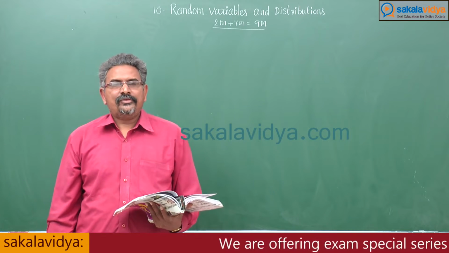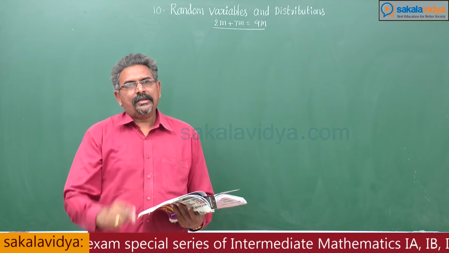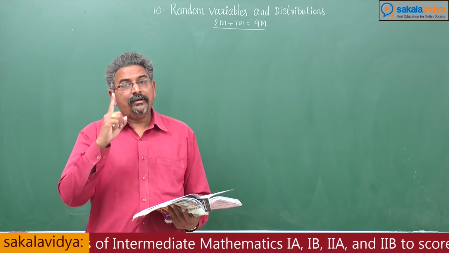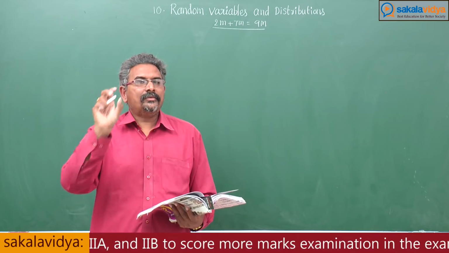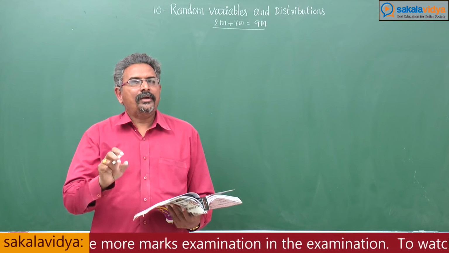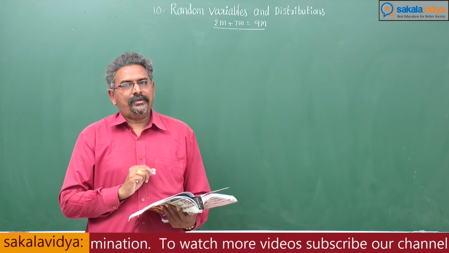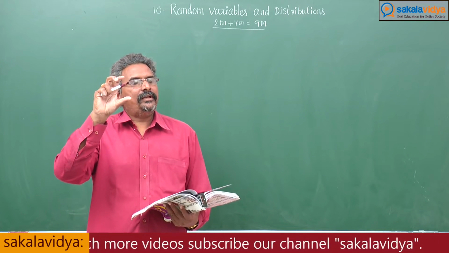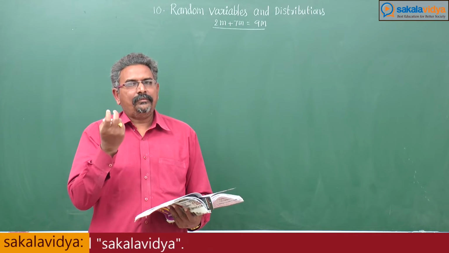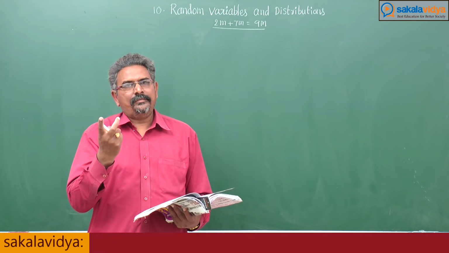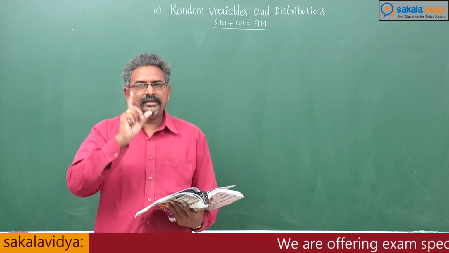Random variables and distributions chapter. In this chapter, one very short answer type question and one long answer type question will appear, total 9 marks. It's a very easy chapter and very easy to score. Out of 75, 9 marks we can easily score from this chapter. In random variables it's very simple, whereas in distributions we have binomial distribution and Poisson distribution. So, let us discuss the problems on random variables and distributions.